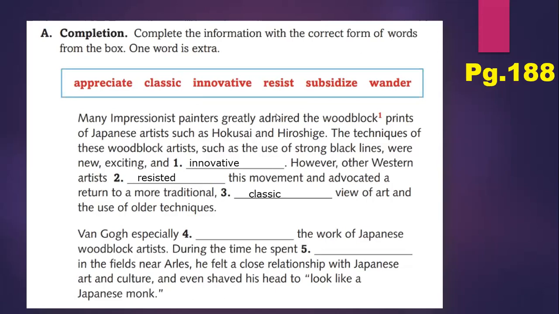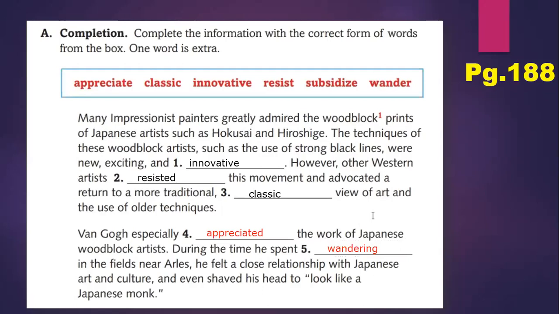Van Gogh especially appreciated the work of Japanese woodblock artists. During the time he spent wandering in the fields near Arles, he felt a close relationship with Japanese art and culture, and even shaved his head to look like a Japanese monk.